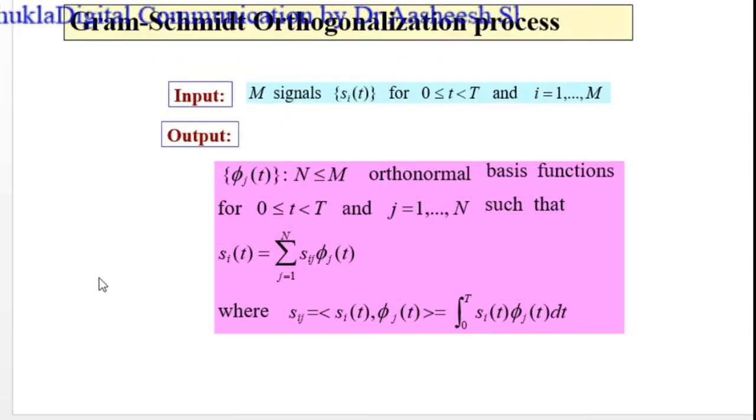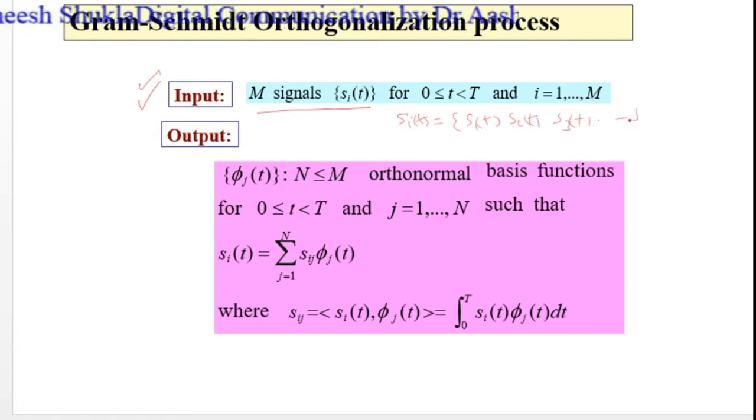Now this is a very good slide. It tells us what the input and output are in the Gram-Schmidt orthogonalization process. The input is M signals, that is Si(t), which means S1(t), S2(t), S3(t), up to SM(t). This is a set, and it is given to us. And the output will be phi j(t), which we have to construct.